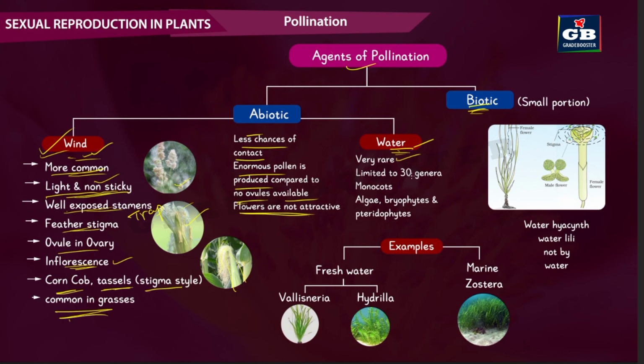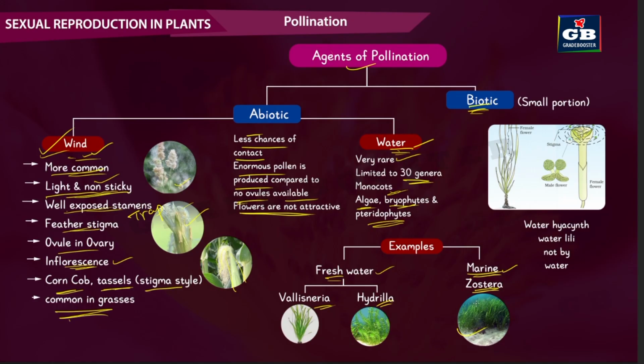So this is very rare. It is limited only to 30 genera, and it takes place in most of the monocots, and it also takes place in algae, bryophytes and pteridophytes. The pollination by water takes place. In water pollination, we can observe this pollination in fresh water as well as in marine water. Examples for freshwater are Vallisneria and Hydrilla. In these plants, pollination will be done by water. And in case of marine, the example is Zostera. In Zostera plants, pollination will be done by water.